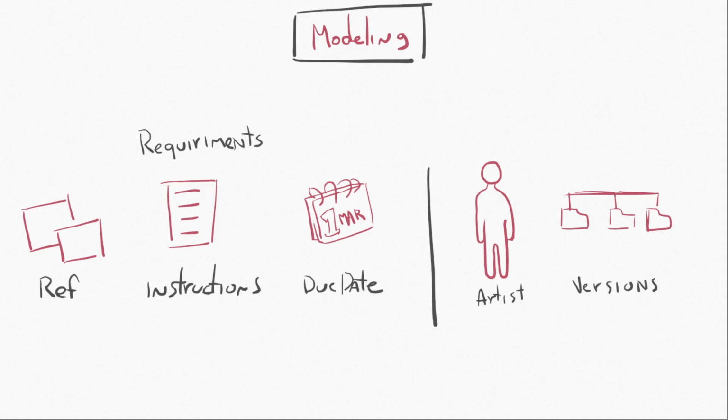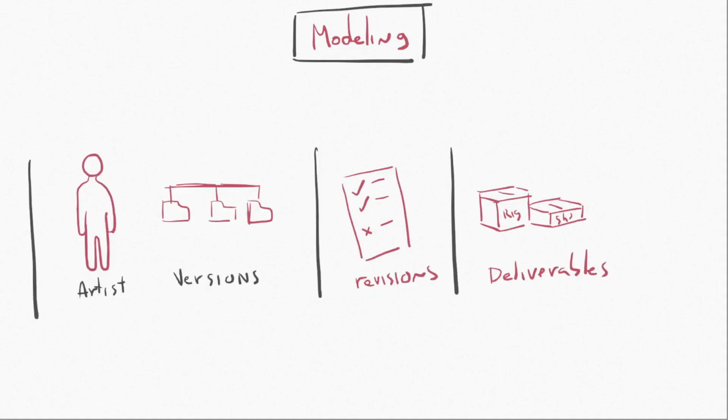Within that modeling task, we have a list of requirements, and those can be things like the reference, the instructions, and the due date for that task. Then that task is going to get assigned to an artist, hopefully a happy artist, and that artist is going to start to produce versions. Then those versions are going to go through revisions, and we're going to end up with deliverables for the next department, for example rigging and shading.